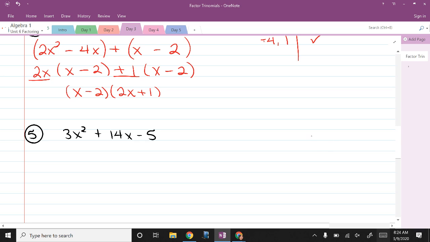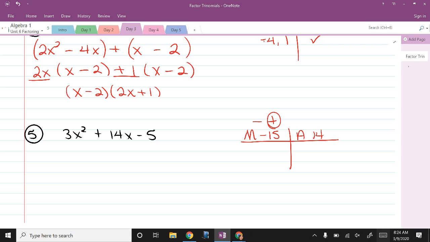So I need 2 numbers that multiply to get what number? And add to get 14. What kind of signs? And the bigger one will be a positive. Are we getting better on recognizing those signs, y'all?